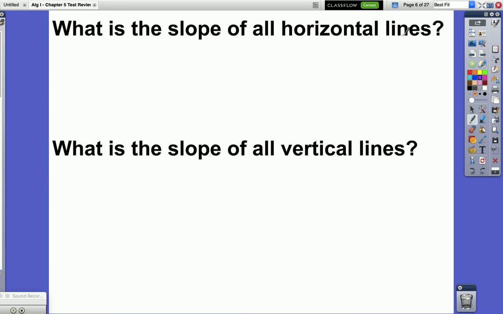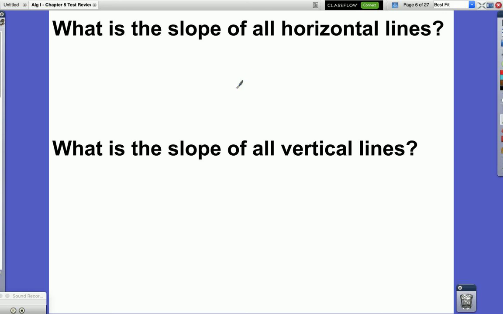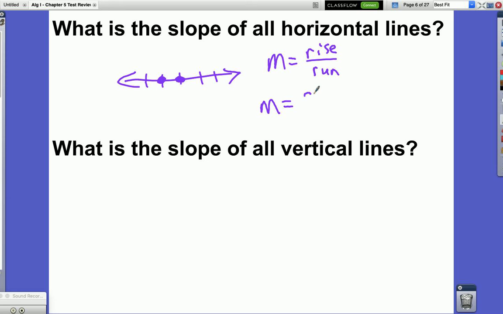What is the slope of all horizontal lines? So this is a problem if you forget. Remember, horizontal lines are lines that go across our paper. So here's a horizontal line. If you think about points on that line, here's a point, here's a point. And if you use rise over run, again, anytime you have slope of a line, you can use rise over run. So this would be up 0 over 1. 0 divided by 1 is 0. So the slope of every horizontal line will always be 0.